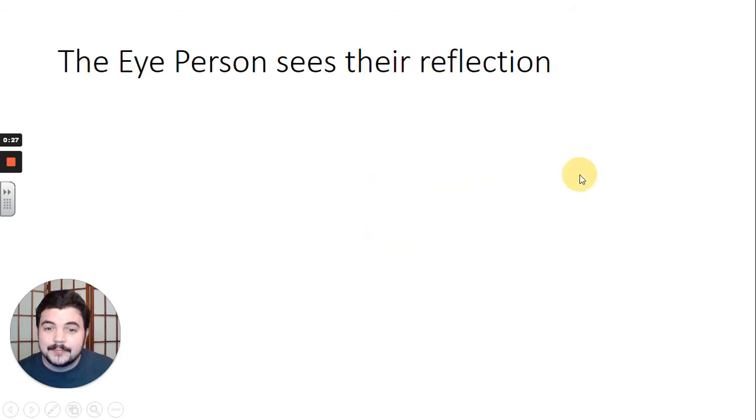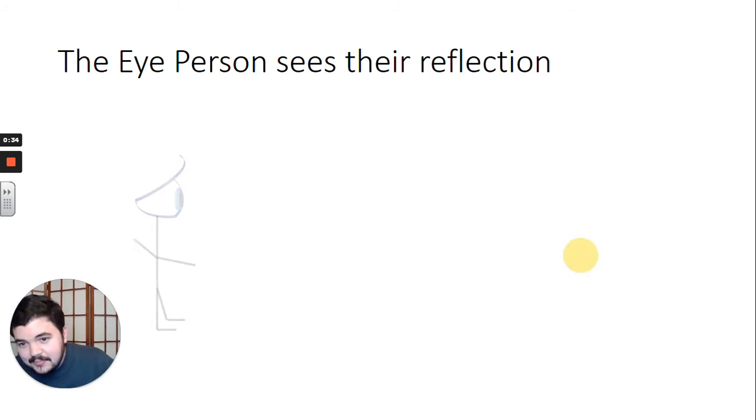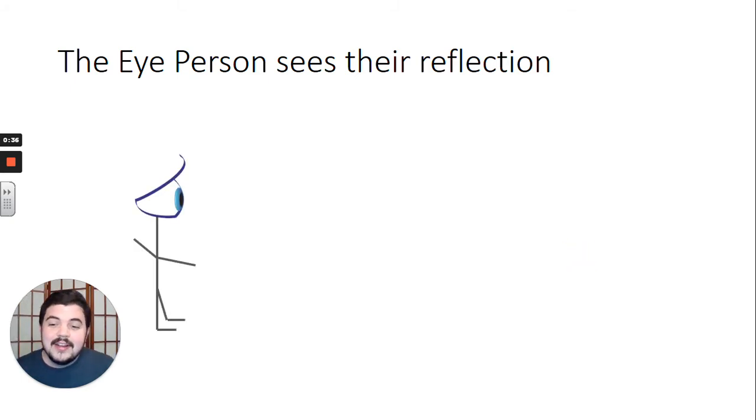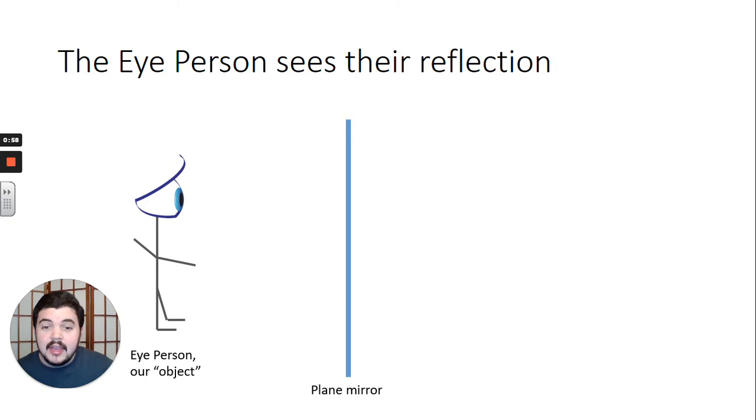So we'll start there. We're going to talk about an eye person, which you'll see what I mean in a second, and we're going to see how they see their reflection. Here is our eye person. It's a person, but their head is just a gigantic eyeball. And the point is we're talking about seeing reflection, so we want to focus on the eye part. All right, so there's our eye person. They're going to be what we consider our object, the thing that is being reflected, or whose image is being reflected by the mirror. Here is our plane mirror.